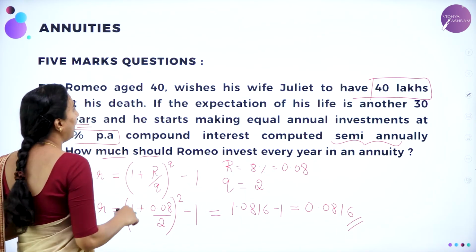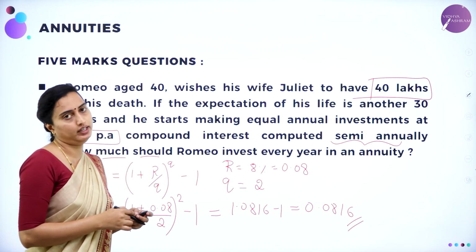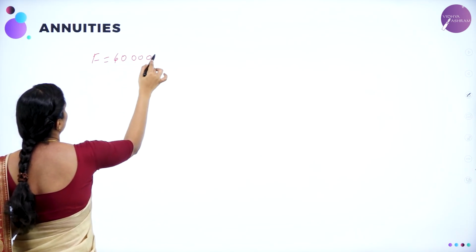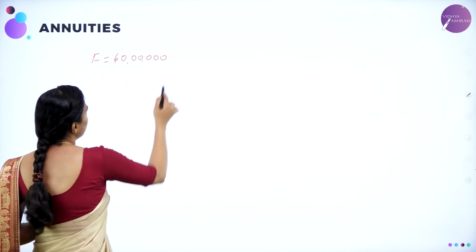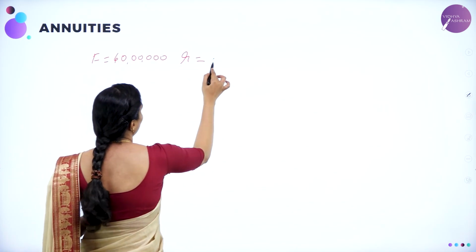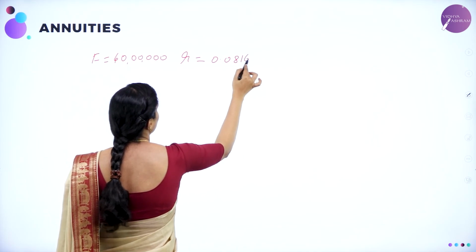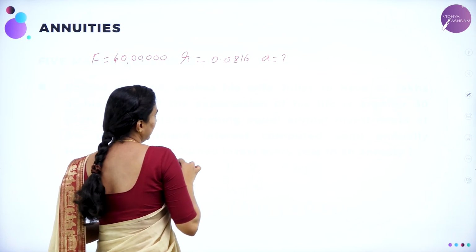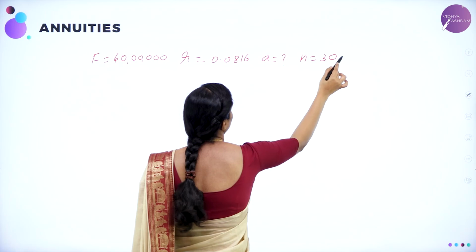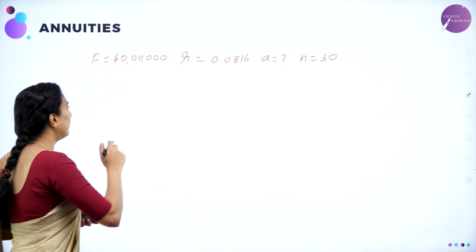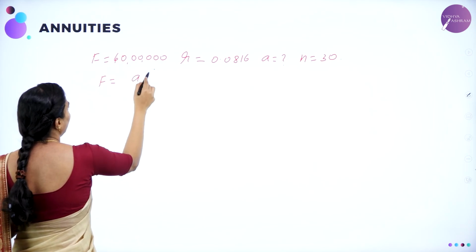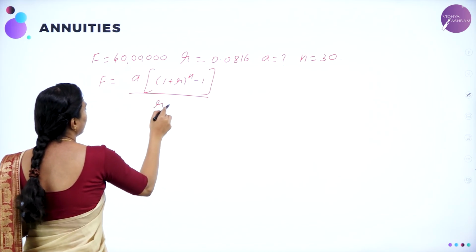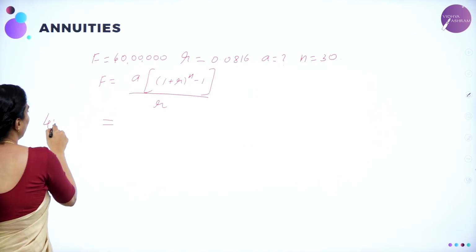Now, Juliet should have in the future 40 lakhs. That means F is equal to 40 lakhs. And then, how much rate of interest? R is equal to 0.0816. And then we don't know the annuity. How many years after? 30 years. So, N is equal to 30. Correct? Now, let me take the formula again. F is equal to A into 1 plus R whole to the power of N minus 1, divided by R. Substituting in this, F is 40 lakh.